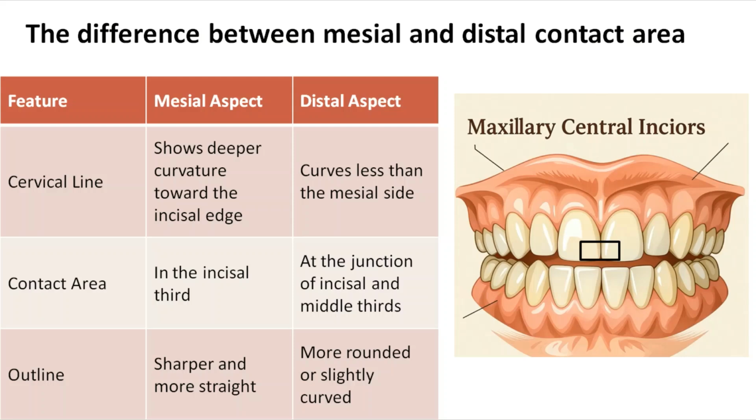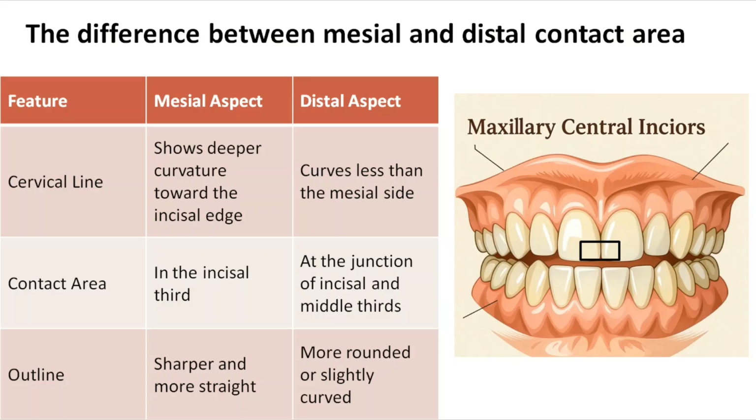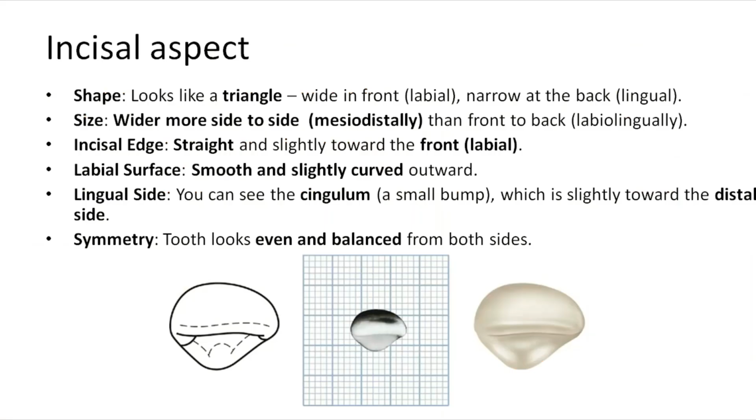Features: the cervical line shows deeper curvature toward the incisal edge. The incisal edge is the edge where we cut our food. The distal curve is less than the mesial side. The contact area is at the incisal third, at the junction of the incisal and middle thirds. The outline is sharp and more straight on the mesial, and in the center of our teeth it is more rounded or slightly curved. You will see this in this box.